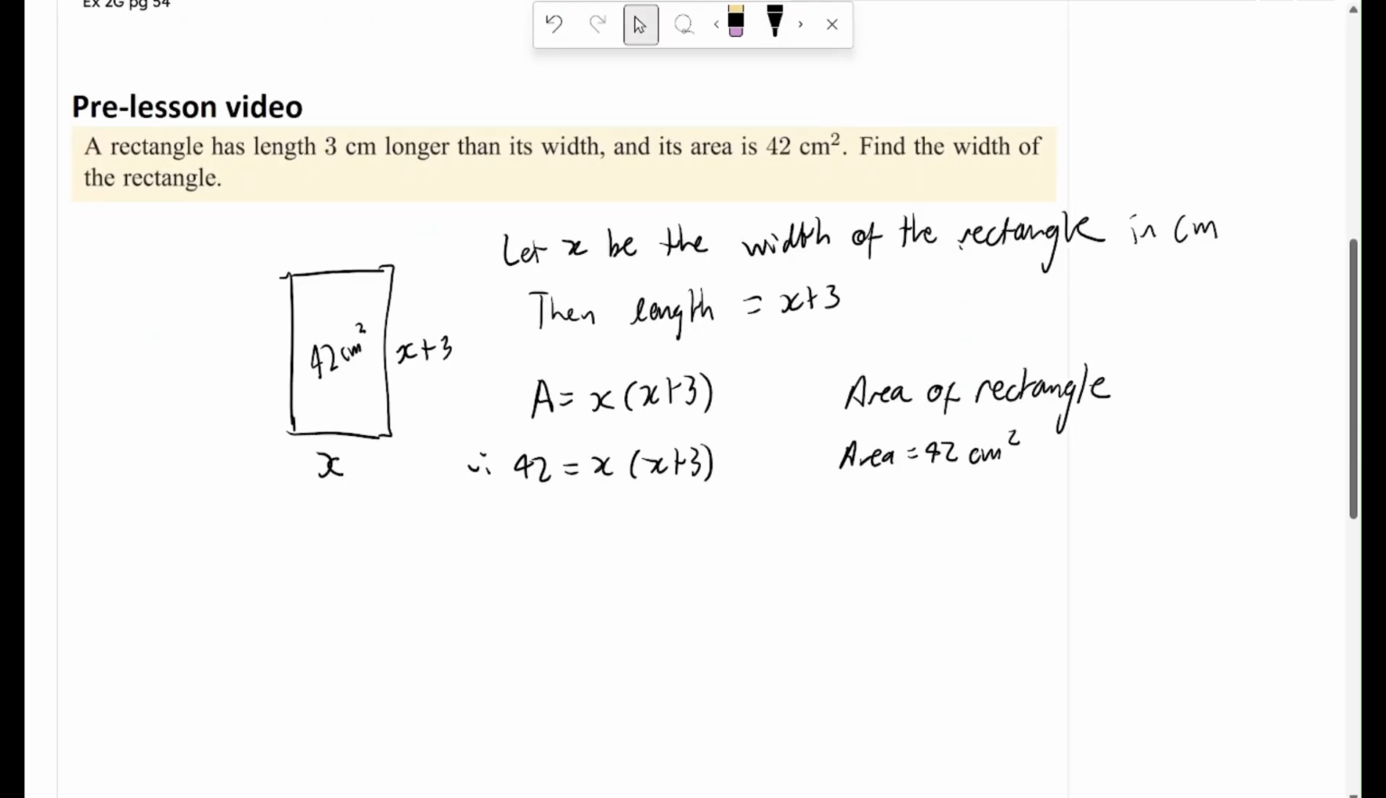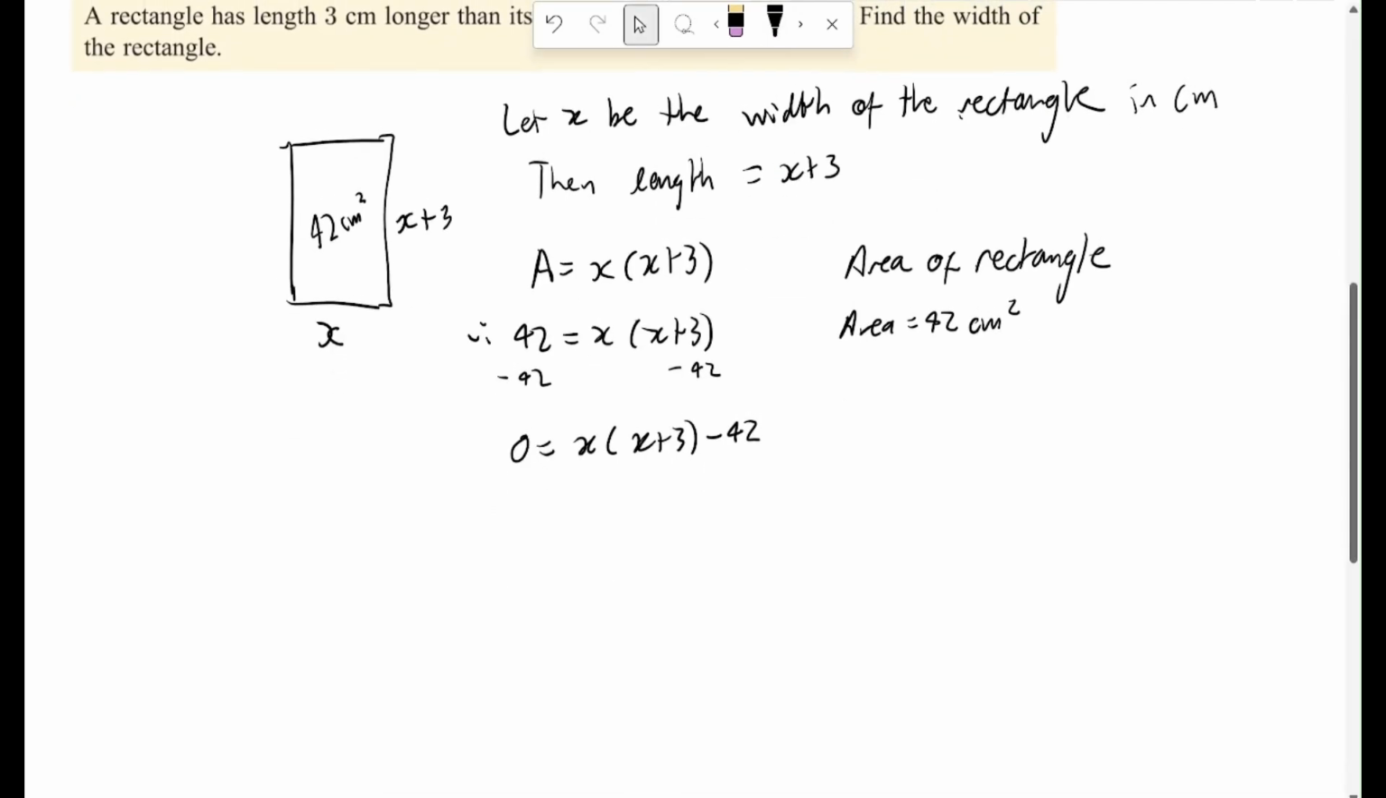So then what we can do is subtract from both sides. Take 42, take 42. So 0 equals x times x plus 3, take 42. Generally when you're doing this, I'd encourage you to set one side to 0 when you're solving a quadratic like that. So we're going to do just that. Now we need to expand that out: x squared plus 3x, take 42. And 0 has to equal all of that.